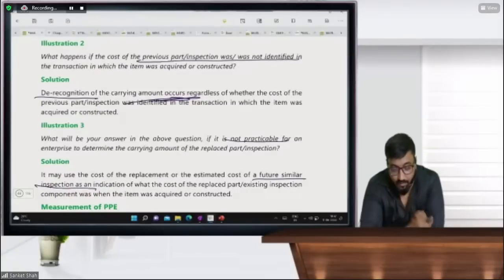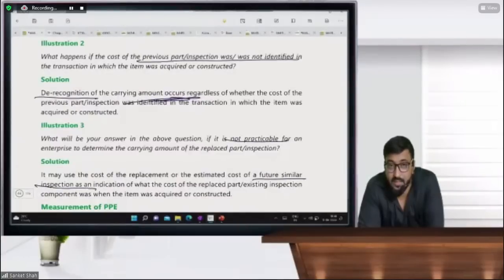Nalini ji, yes, I will read for you. What happens if the cost of the previous part was not identified? For example, in my example, you couldn't identify that AC compressor in the transaction in which the item was acquired or constructed. Derecognition of the carrying amount occurs.